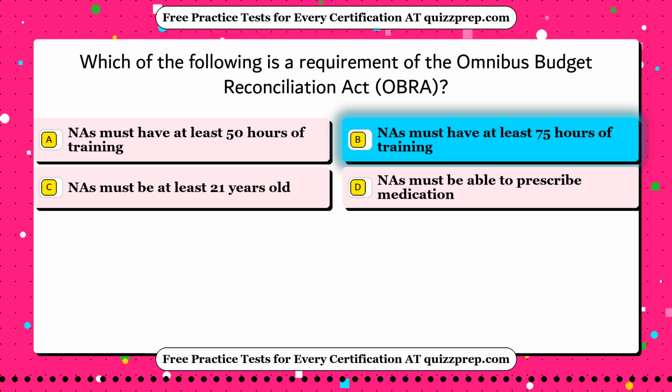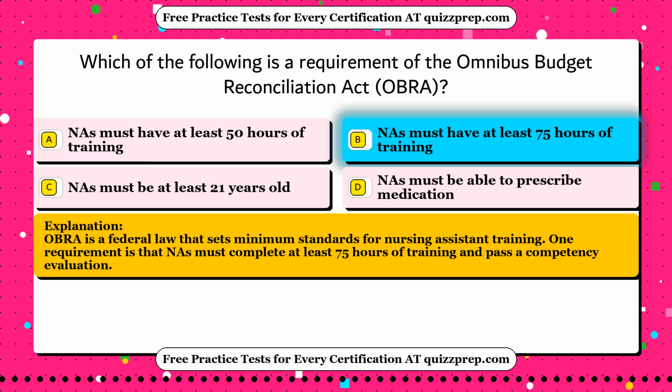The correct answer is option B, NAs must have at least 75 hours of training. OBRA is a federal law that sets minimum standards for nursing assistant training. One requirement is that NAs must complete at least 75 hours of training and pass a competency evaluation.